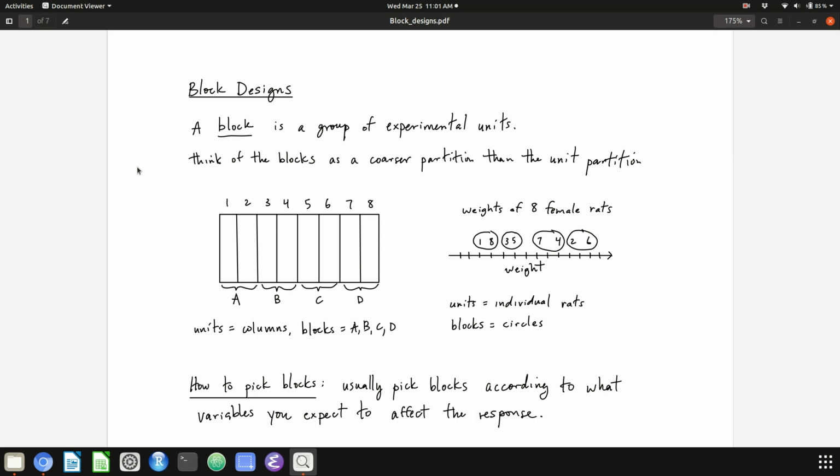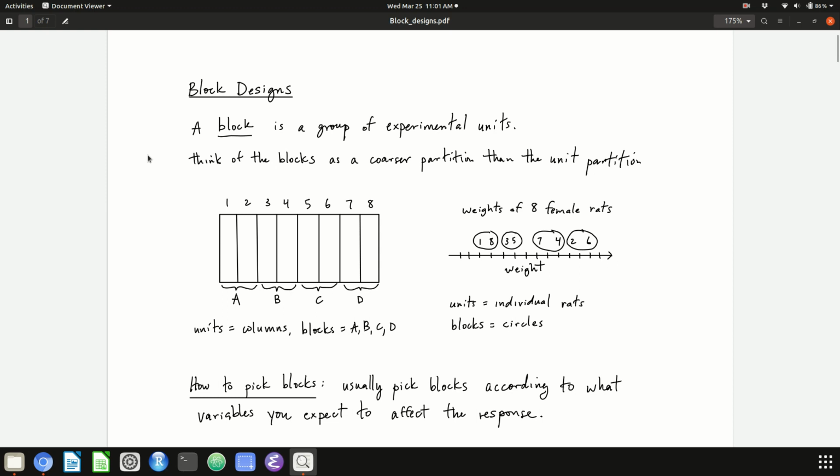So in this lecture, we're going to talk more specifically about block designs. We introduced the concept of a block in the lecture on principles of experimental design. Here, let me just review that concept. A block is just a group of experimental units. The experimental units are the finest division of the experimental material to which different treatments could, in principle, be applied.